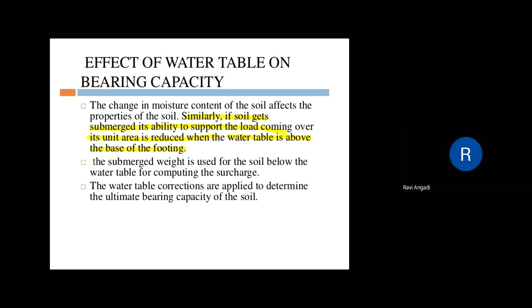So next, the submerged weight is used for the soil below the water table for computing the surcharge that we have calculated. How to get the submerged weight and all. Then the water table corrections are applied to determine the ultimate bearing capacity of the soil. So we have done the corrections, right? RW1 and RW2 we have calculated.